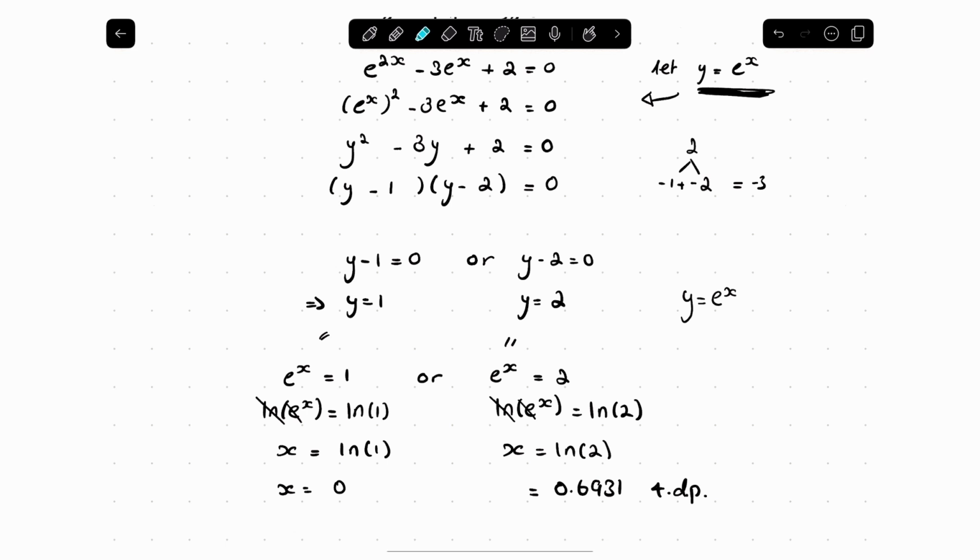We are done now because we have found our answers for x. You can always check this by plugging 0 and natural log of 2 into the original equation and see if it's correct. These observations you'll learn by practicing the questions, and inherently you will start to recognize the situation where you need to use this trick, where you need to change the variable. Hope this video was useful, and thank you for watching.